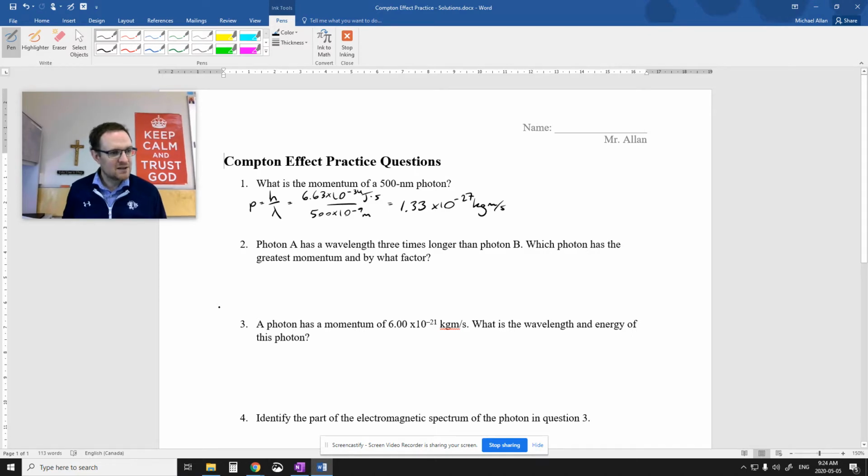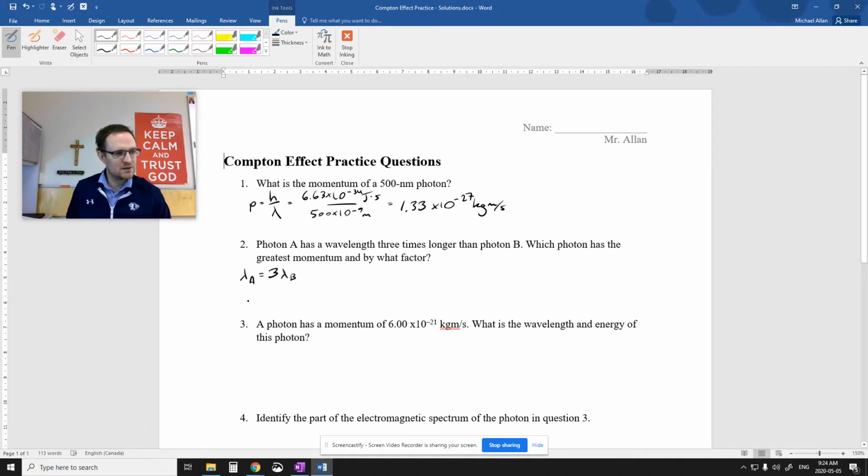Photon A has a wavelength 3 times longer than photon B. Which photon has the greater momentum and by what factor? Okay. So we don't really know. We know that the wavelength of photon A is equal to 3 times that of photon B. I'm just going to write that down like that. Okay. Which photon has a greater momentum?